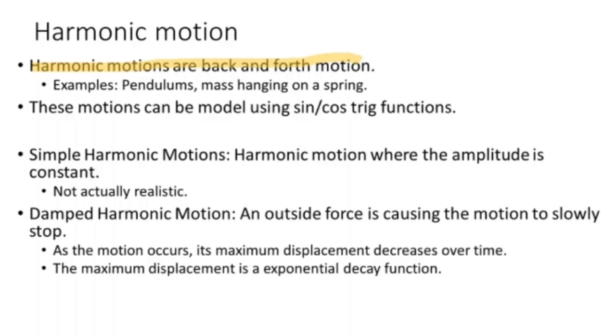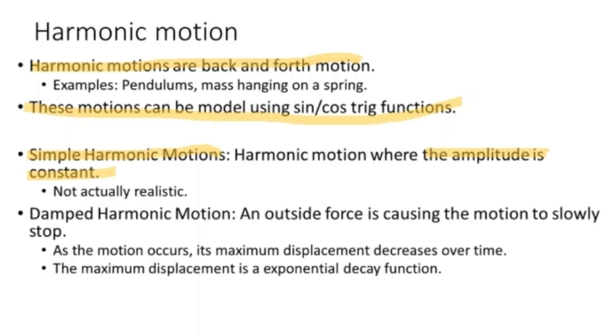The last example we just did is an example of what we're going to call harmonic motion. Harmonic motions are back and forth motions that we would associate with pendulums, perhaps the bobbing of a mass that's hanging from a spring. Due to their periodic nature, these motions can easily be modeled using sine or cosine. However, there are different types of harmonic motion. The most basic version of harmonic motion is what we call simple harmonic motion. This is the type of harmonic motion where the amplitude is constant.